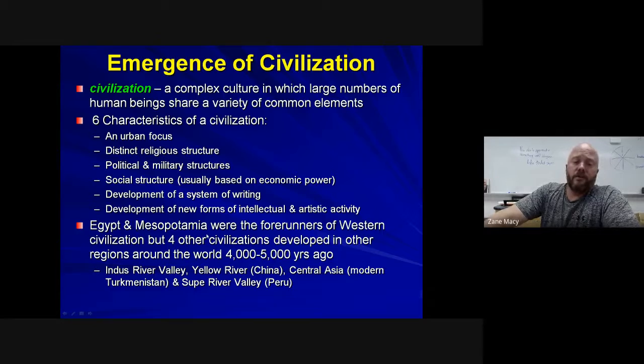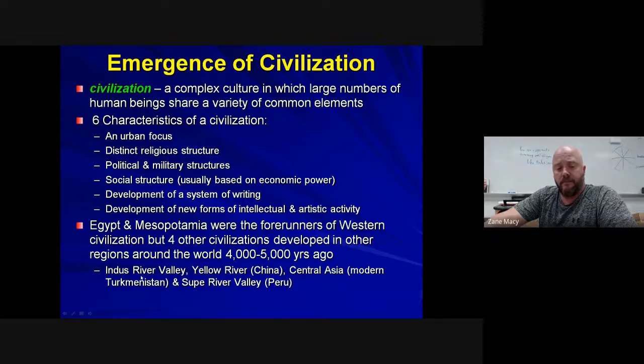Egypt and Mesopotamia were the forerunners. They were the two earliest civilizations throughout the world. But throughout Western civilization and Eastern civilization, there were four other civilizations developing at roughly the same time, maybe a few hundred years after the Egyptians. We're still looking at the same time frame, about 4,000 to 5,000 years ago.